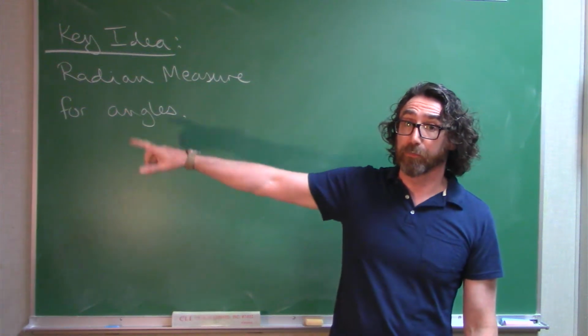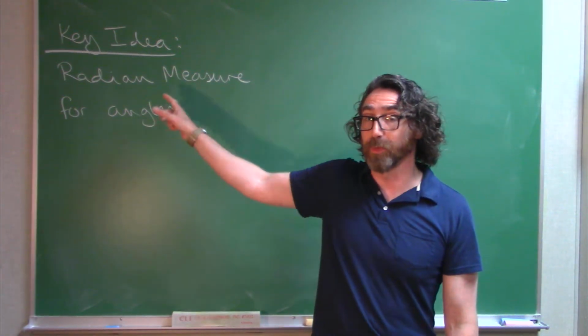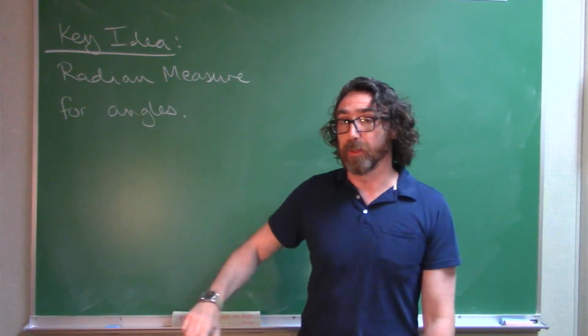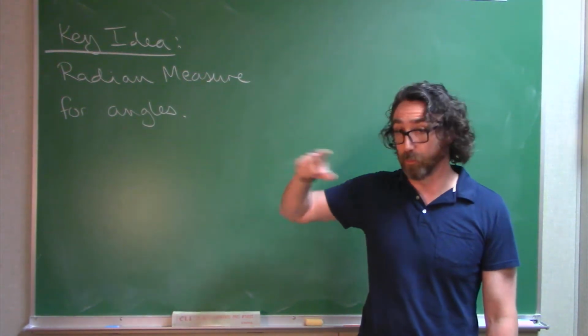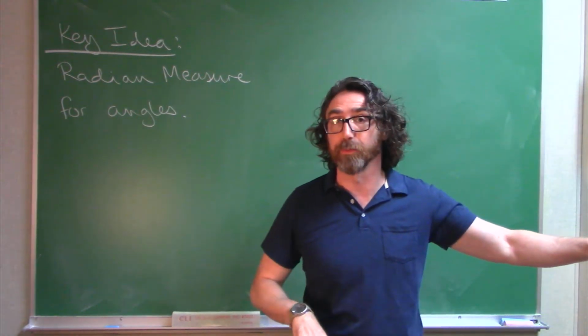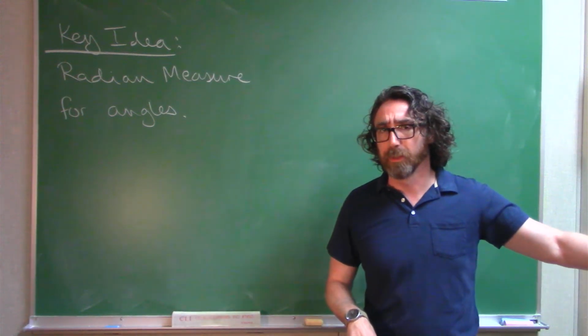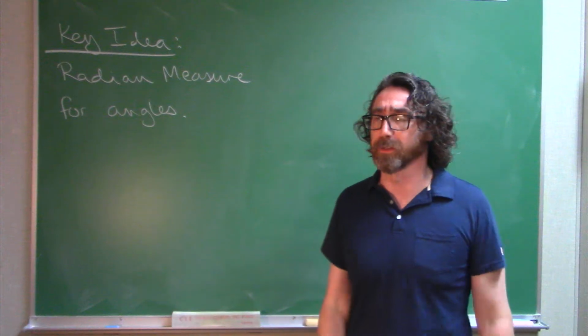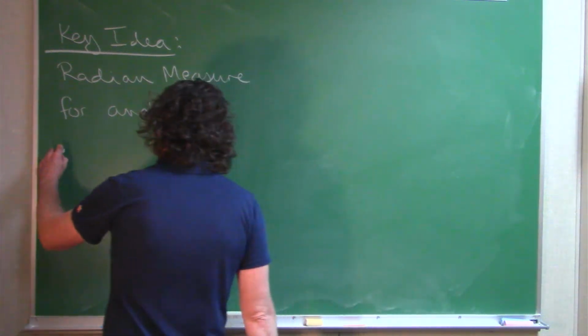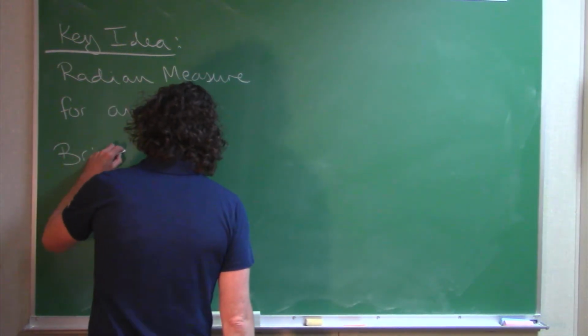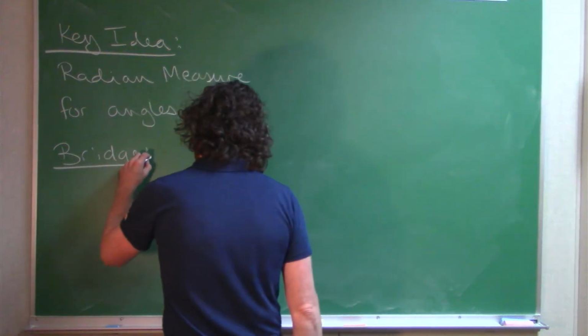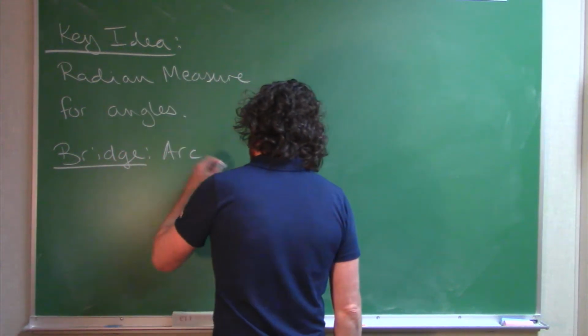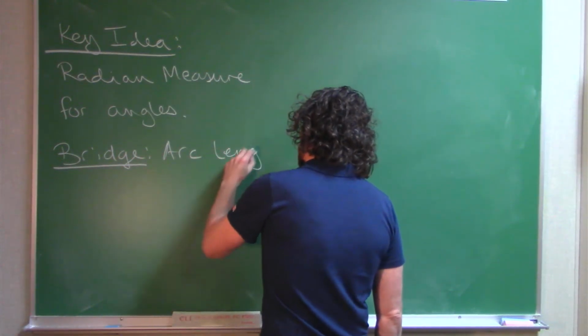There are certain advantages to using this radian measure that we will discuss in this video and also later in the course. In particular, the advantages come in that they simplify certain geometric formulas. Let me give you an example here. We'll talk about a bridge to the idea of radian measure. Let's talk about arc length.